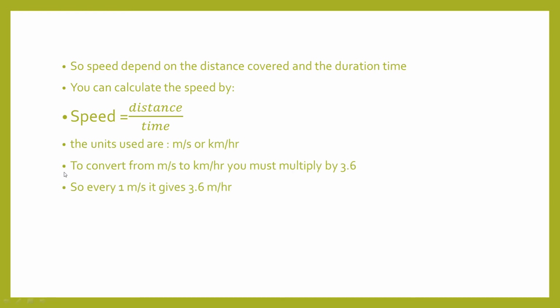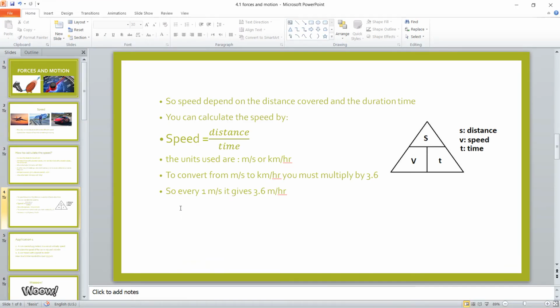Now, what is the unit of the speed? The units of speed are meter per second or kilometer per hour. Why meter per second? Because distance is in meter and time in second. Why kilometer per hour? Because we can use distance in kilometer and time in hour. Now, if I want to convert from meter per second to kilometer per hour, you must multiply by 3.6. So every 1 meter per second gives 3.6 kilometer per hour.